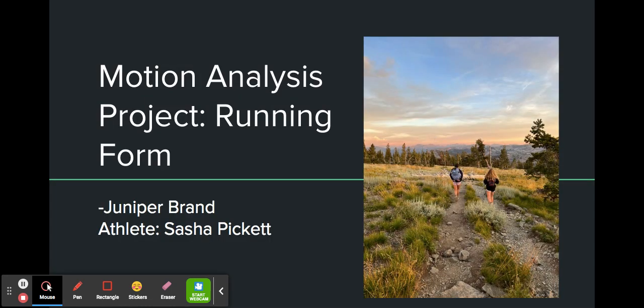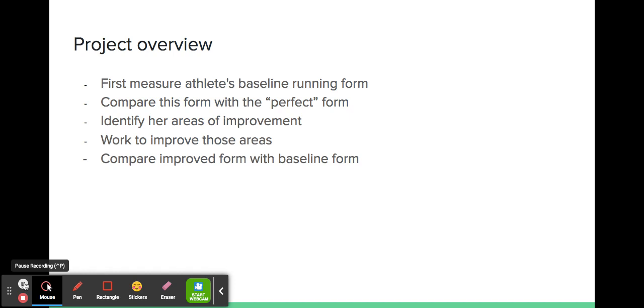Hi, my name is Juniper Brand, and I decided to do my motion analysis project on running form. Okay, so a little overview on my project and the steps that I took.